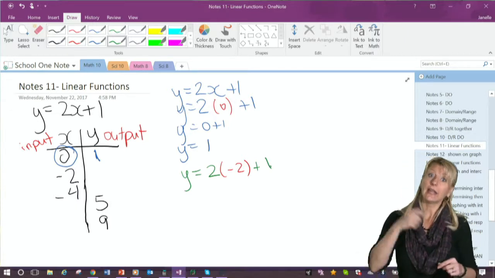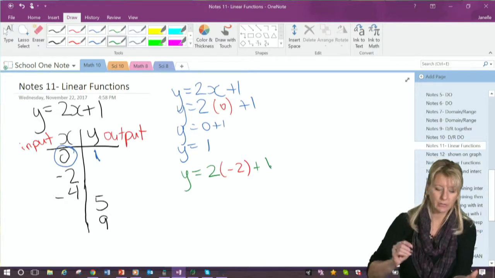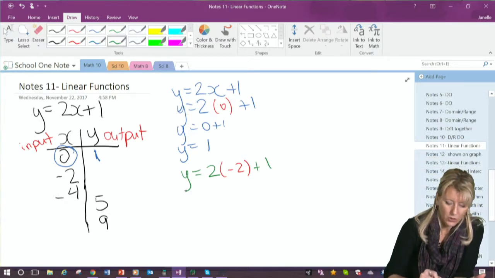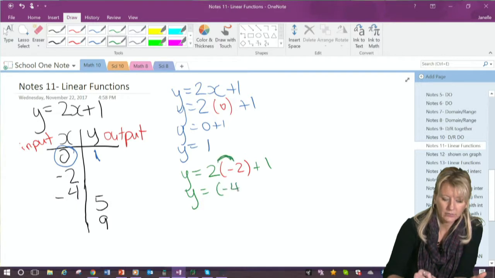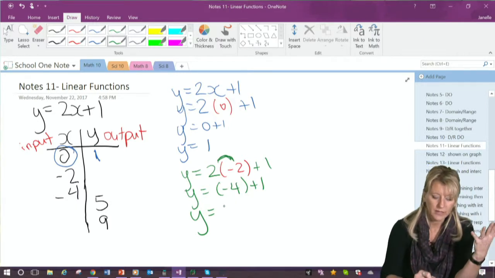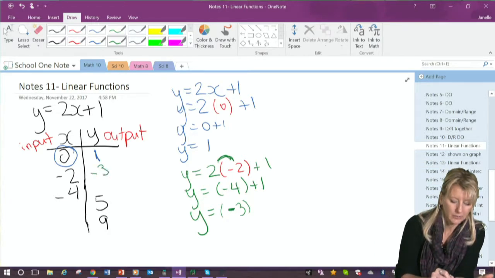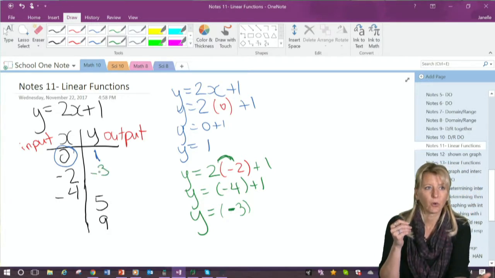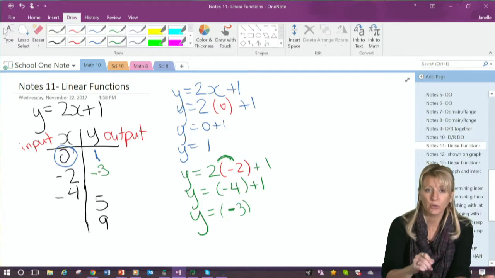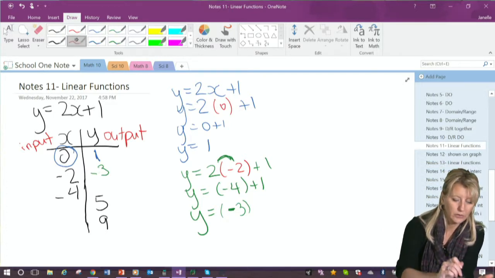We're going to put in -2, and we're going to put it back into the same equation. So we get y equals, and these two are multiplying each other, so we get -4, add the 1, and which team wins? Team negative wins, and they win by 3. So then I'm going to put in -3 here. We do this for 4. Like, some of you guys can do this in your head. So if you don't need to be doing it this way, you don't have to do it this way.